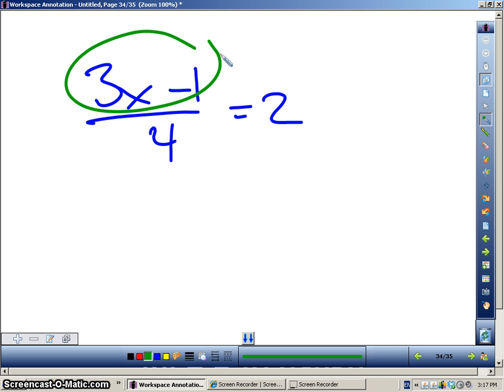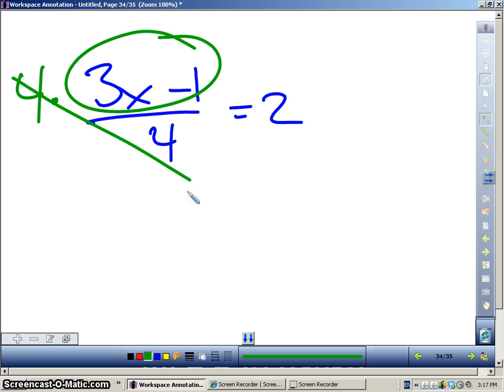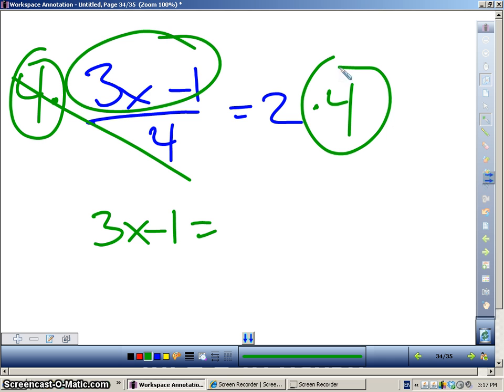So the opposite of dividing is multiplying. So I'm going to go ahead and multiply up there. What that does is create a 4 over 4 situation. 4 divided by 4 is 1. And 1 times 3x minus 1 is just 3x minus 1. So that cancels that out. Okay. And whatever I do on one side of the equation, I need to do on the other side. So I multiplied by 4 here. I need to multiply by 4 here. So 2 times 4 is 8. Now it's just like any other equation. I can go ahead and solve it.